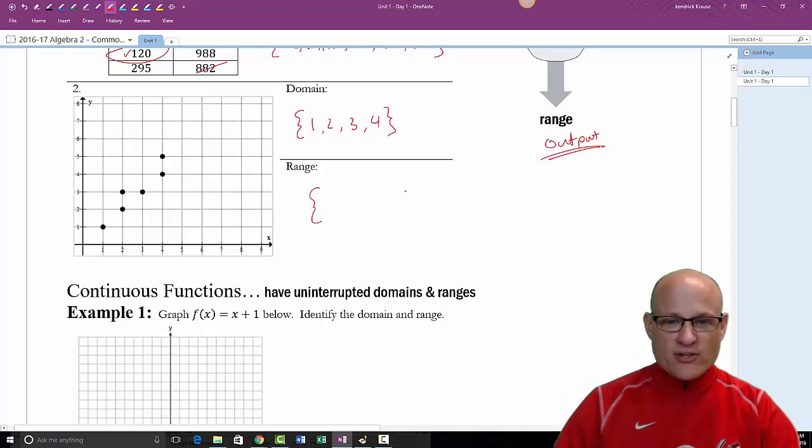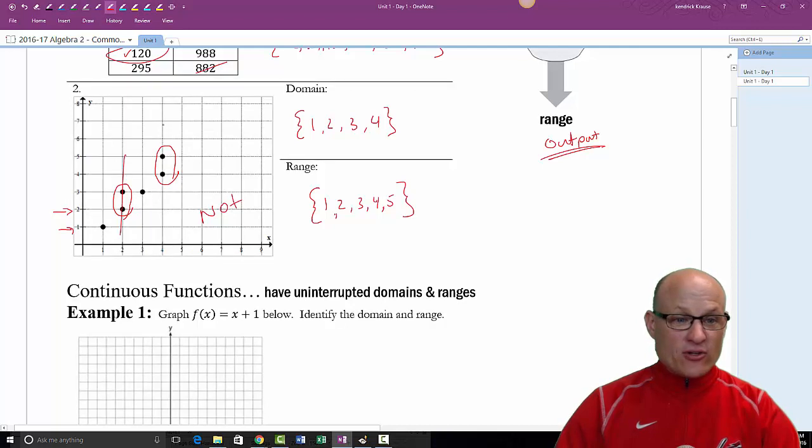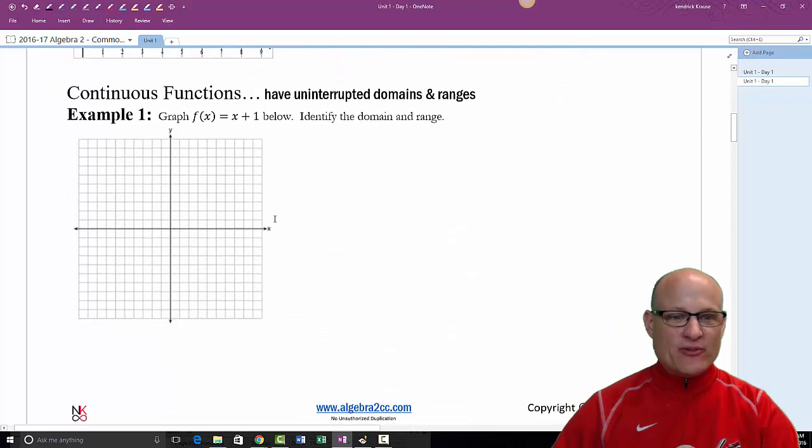Range. Notice I'm using nice curly brackets. 1, 2, 3, 4, and 5. Now you'll notice that I didn't list out 2 twice, even though there were 2 points. And I didn't list out 4 twice, even though there were 2 points. I only have to list it once. And this is not a function because it fails the vertical line test. Remember that from yesterday?